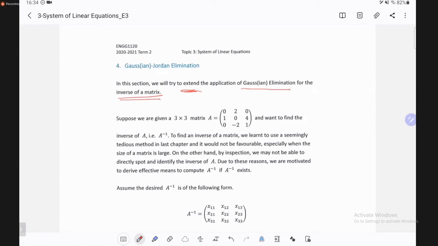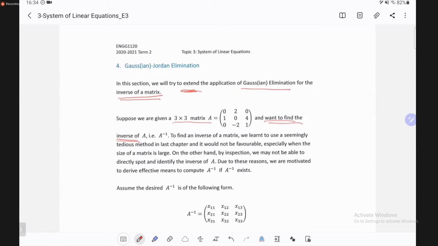At the very beginning, to facilitate the subsequent discussion, I first assume there is a 3 by 3 matrix A. It takes the following form. Of course, there are nine entries for the 3 by 3 matrix. And now, our objective is to find out the inverse of matrix A.